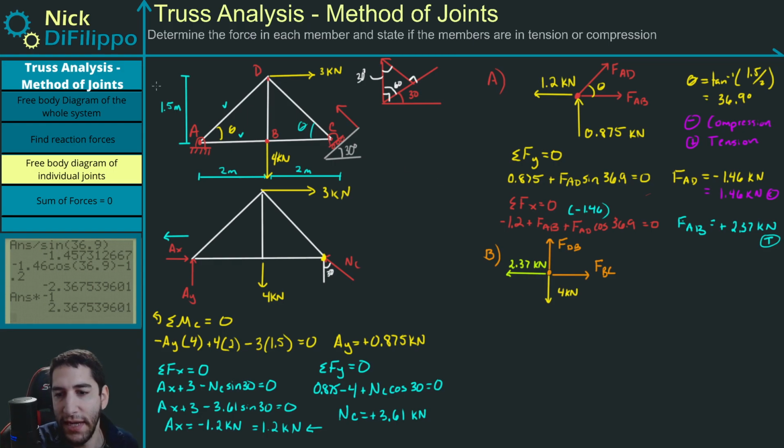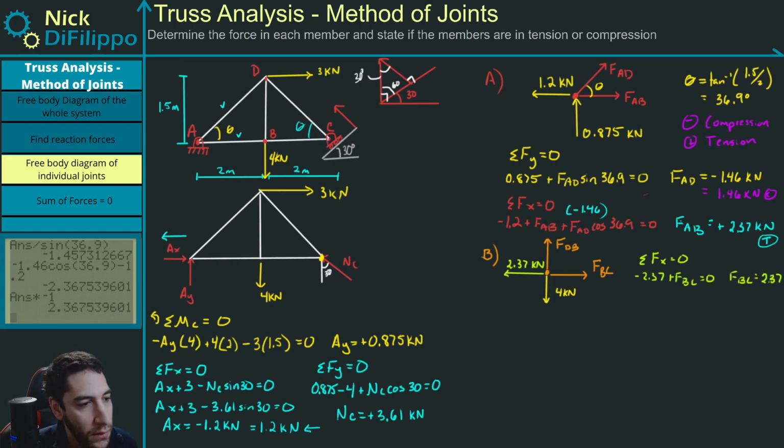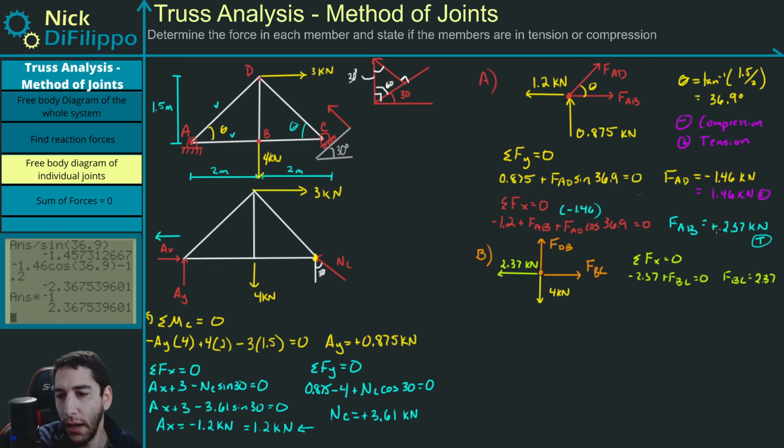Well, this one's pretty easy, right? If I sum my forces in the X, what do I get? I get minus 2.37 plus FBC is equal to 0. So I know FBC is equal to 2.37 kilonewtons. So this would be in tension.